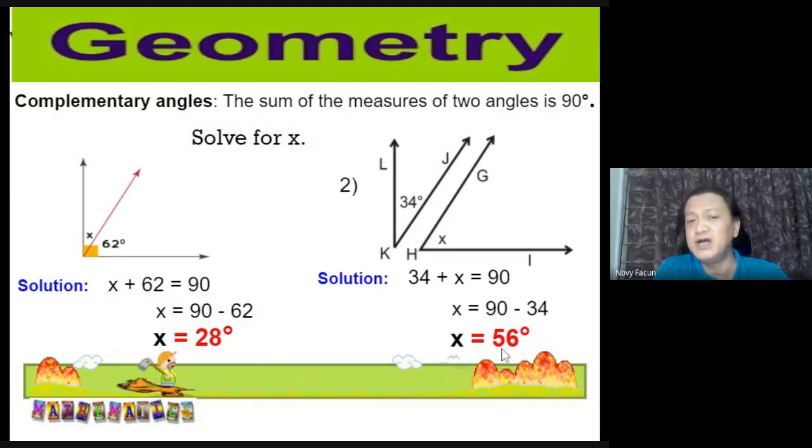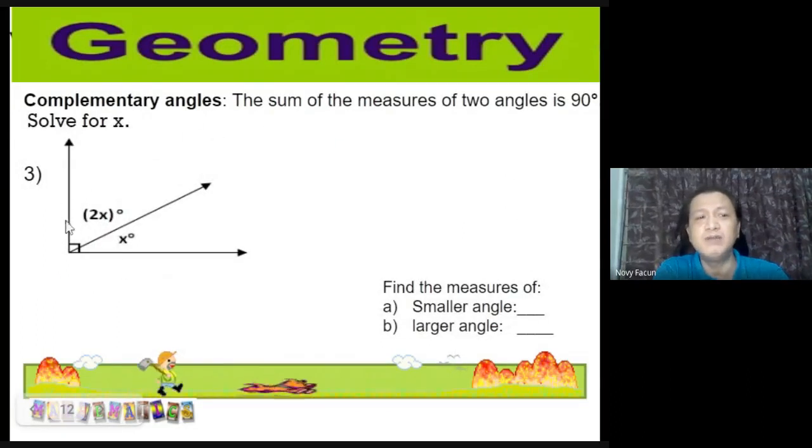Meaning, the larger angle measure is 56. If you're going to check, just add the smaller one, 34, to 56, that is 90. And that is complementary. Okay, so how about this problem number 3?